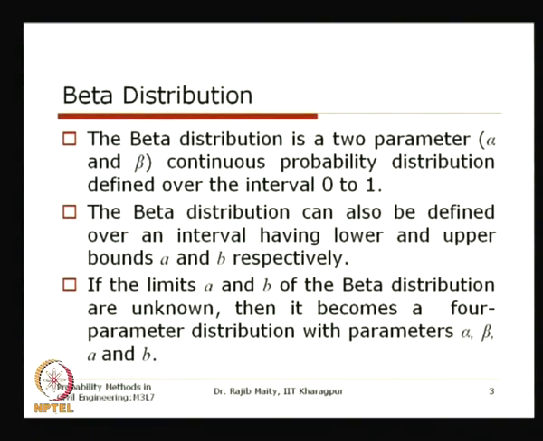So, this beta distribution is a 2 parameter continuous distribution, with parameters alpha and beta, and the distribution is defined over the interval 0 to 1.